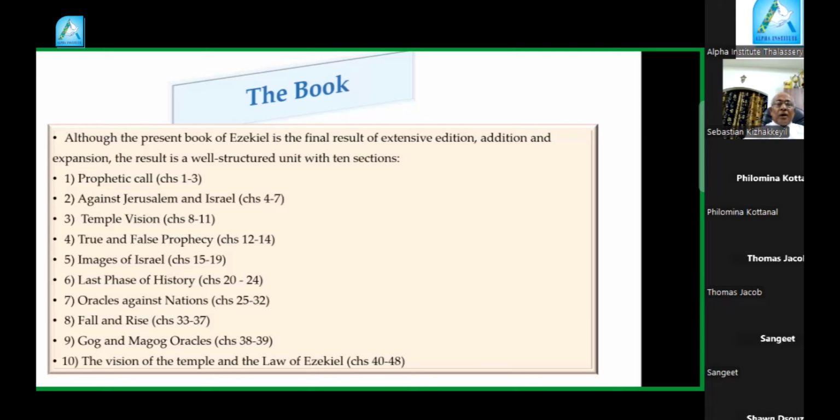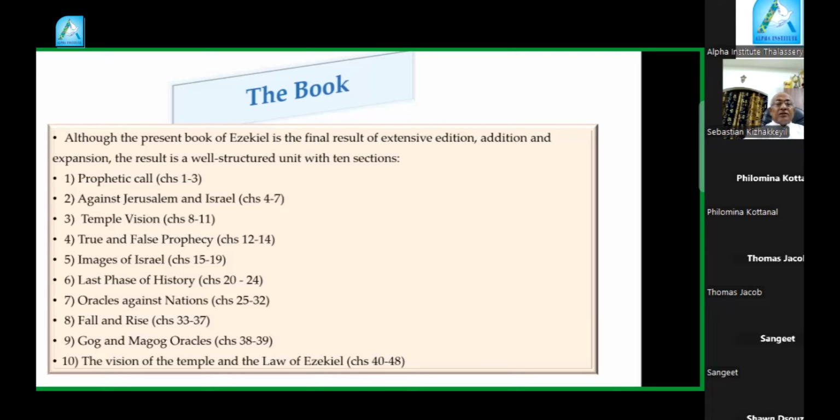This prophet has a lot of visions, so we will have plenty of visions in this book. Chapters 8 to 11, we have the temple vision of the prophet. Then chapters 12 to 14, true and false prophecy: who are true prophets and who are false prophets. Then chapters 15 to 19, images of Israel, in various prophecies, enacted prophecies, visions, and parables.